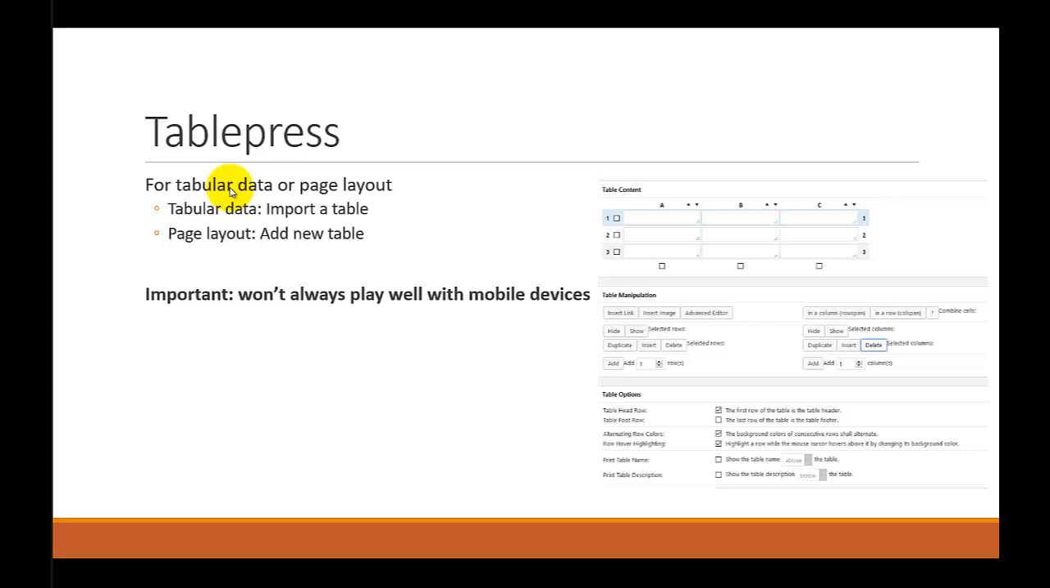There is an important caveat here. TablePress doesn't always work well with mobile devices, say phones. This is particularly true if you're using it for page layout. So whenever you create a table in TablePress, make sure, if not to check it on a phone, at least to lower the size of your browser so that it resembles a mobile phone so you can see what the layout will look like. In general, tabular data makes out better on mobile devices than using TablePress for page layout. And with that all said, let's jump into TablePress.